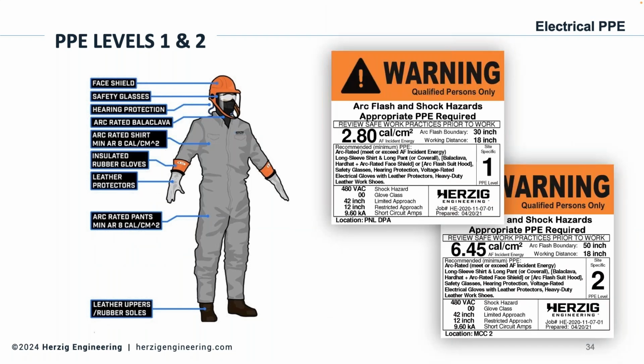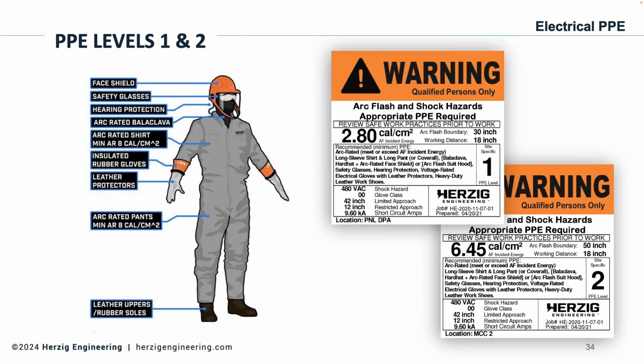Level 1, level 2, different levels, but they have the same recommended minimum PPE. Once again, safety glasses, hearing protection, part of our PPE at all times inside the arc flash boundary. Hard hat, face shield, the balaclava combo. If you don't have that, you can use the arc flash suit hood. The arc rated shirt and pants with a minimum rating of 8 calories per centimeter squared.